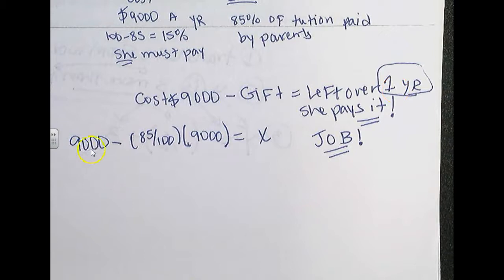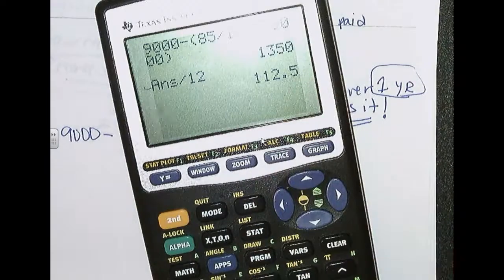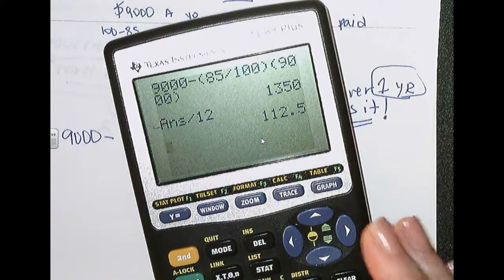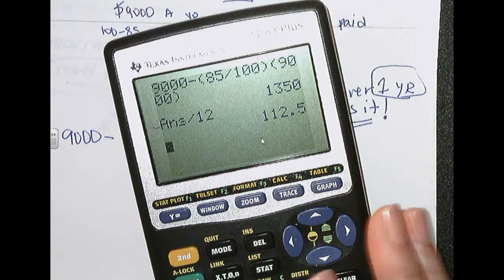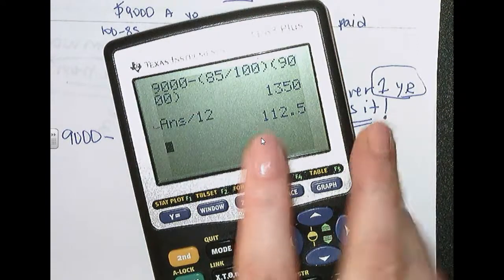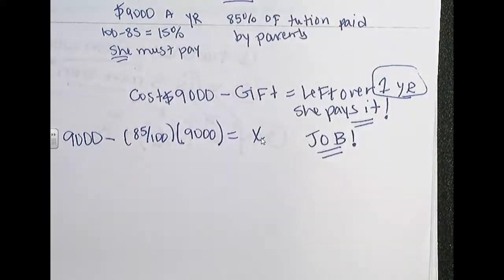Now, the 9,000 goes here. Subtract. 85% is 85 divided by 100 times 9,000. That's my total. Equals X. And X is $1,350. When I divide by 12, I get $112. So she has to save $112. Now she might make $600, that's true, but she needs to save $112 to get herself through first year of college. And the answer is H.